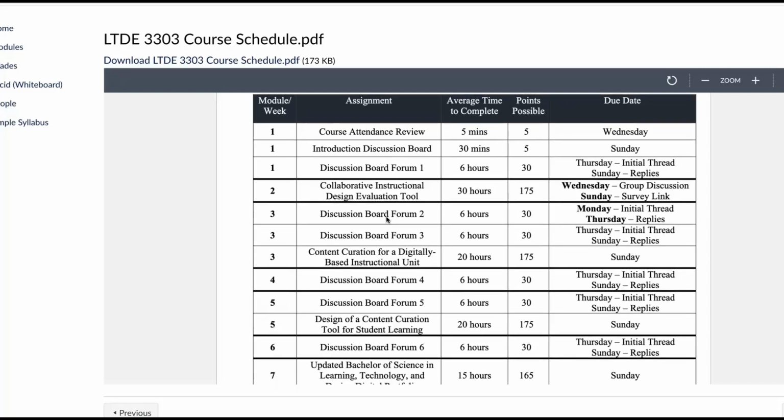In Module Week 1, it's incredibly important that you first complete the course attendance review, as this will allow your instructor to see that you plan to continue on with the course, and this will prevent you from being dropped from the course for non-attendance.